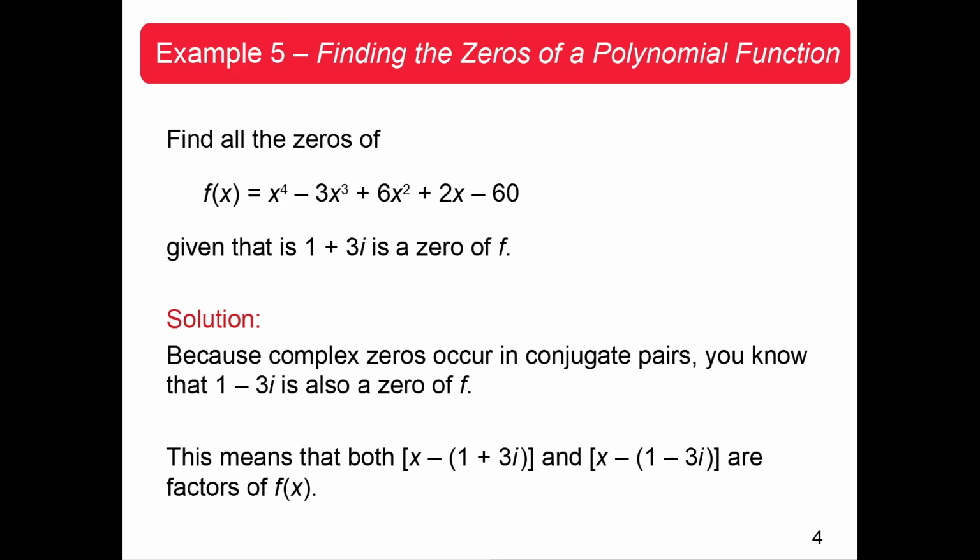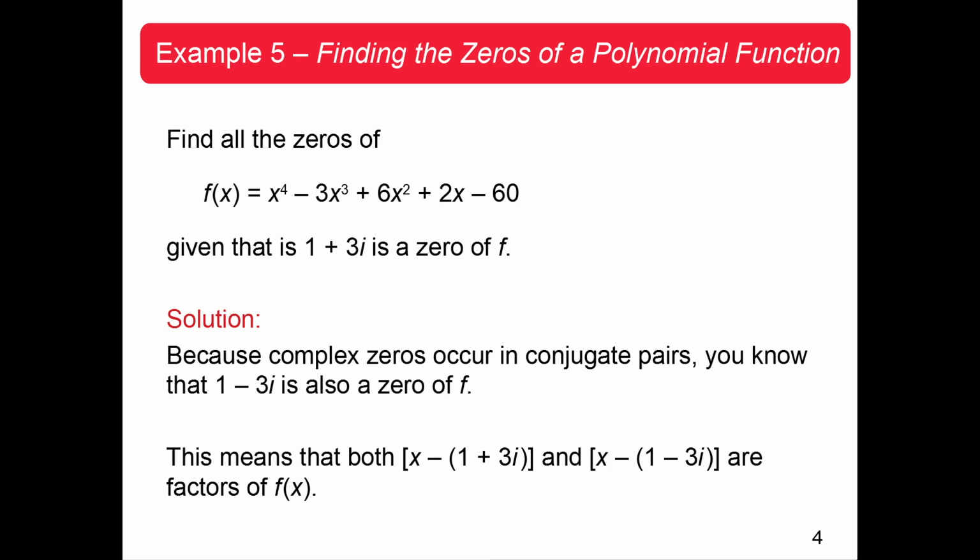In this case, we have the following. We have f of x equals x to the fourth minus 3x cubed plus 6x squared plus 2x minus 60. We're told to find all of the zeros, but we're also told one of the zeros at the start. We're told that 1 plus 3i is a zero of this function. If we look at this function, it has all real coefficients, meaning our conjugate zeros theorem is going to apply.